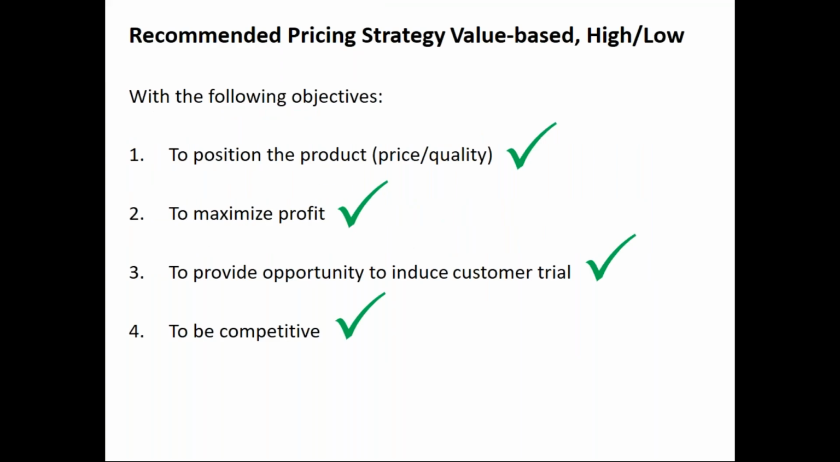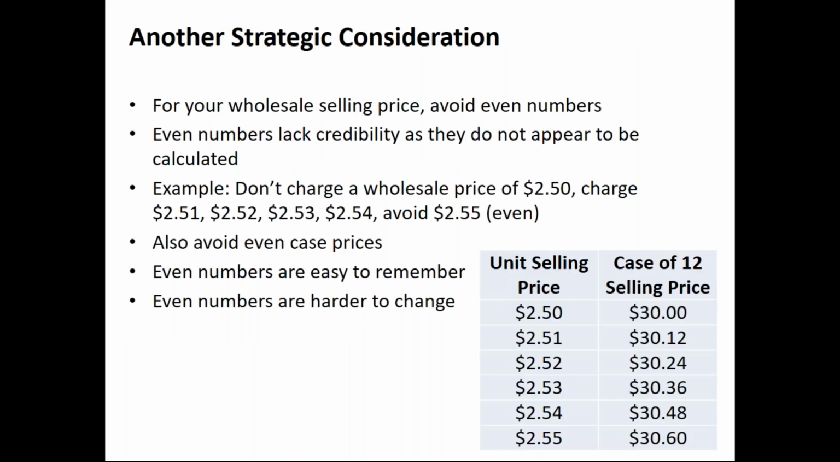Okay, so we've talked to our objectives here. And I already mentioned this, but I'm just going to throw this out there again. Another strategic consideration, and this is strategic, like I said, is just insofar as when you set your wholesale selling price, avoid even numbers. I've seen a lot of information from clients where they seem to glom onto these even numbers, like a wholesale price of $2.50 for a unit.